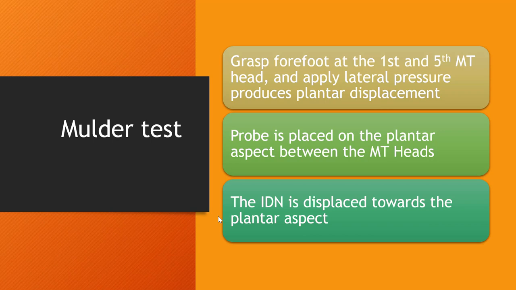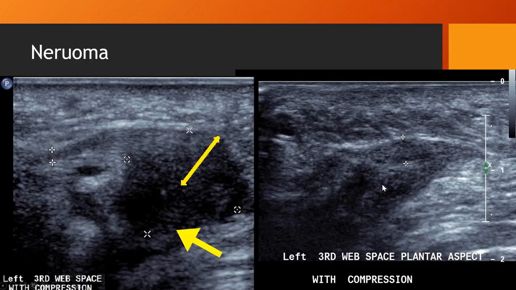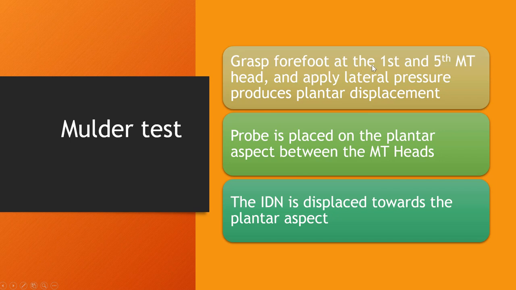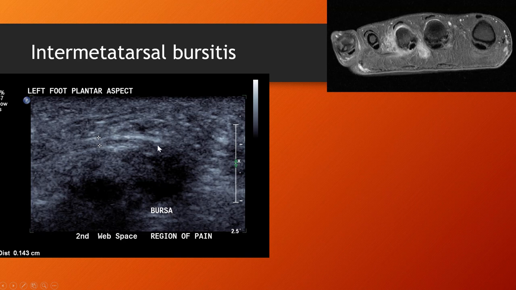A Mulder test is something that we perform to try and compress the web space, reducing the gap, thereby forcing the nerve to pop up towards the transducer. We grasp the forefoot at the 1st and 5th metatarsal, squash and apply lateral pressure. Our probe can be placed at the metatarsal heads. I'm going to advise that we do that in long, because in trans it's very easy to be too distal or too proximal and totally miss the action. And we want to see that nerve pop up towards the plantar surface.